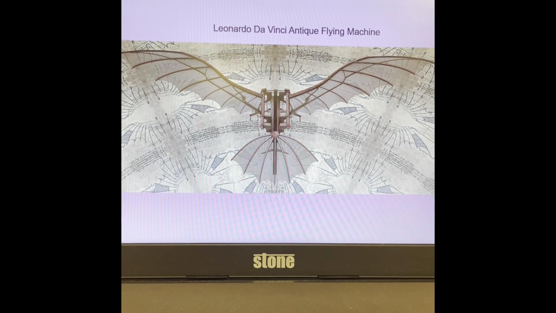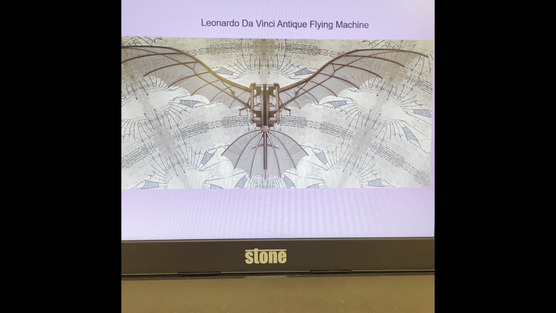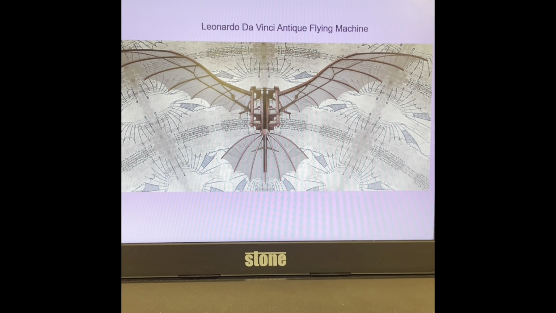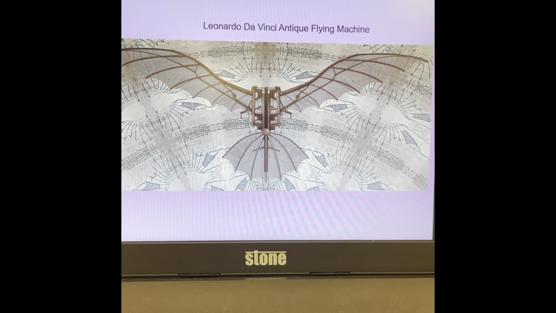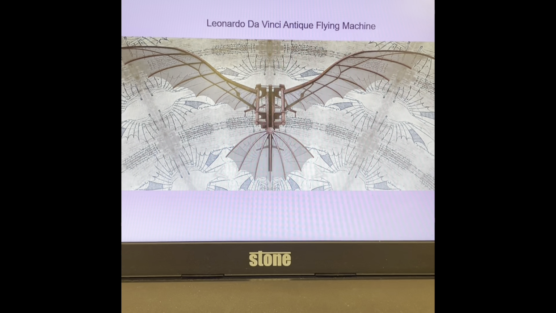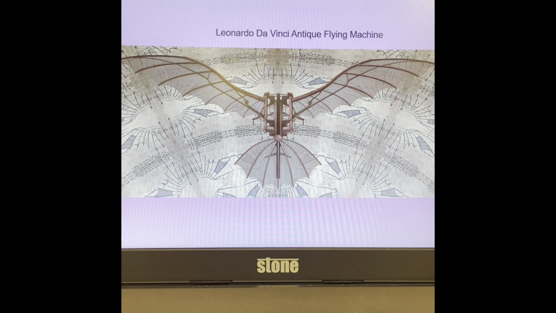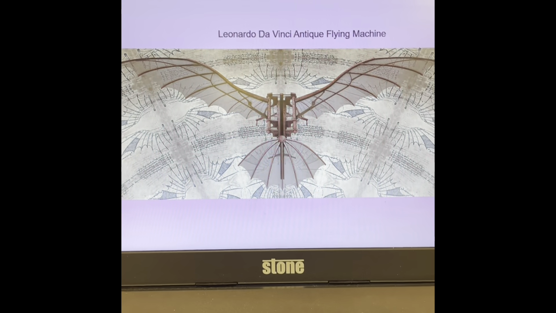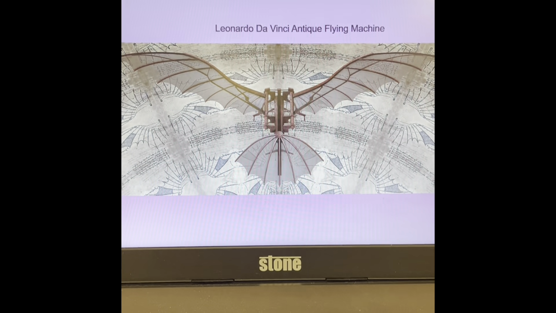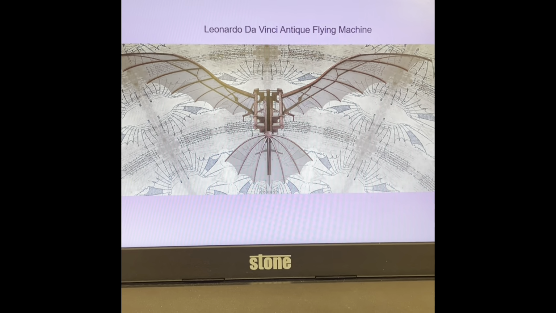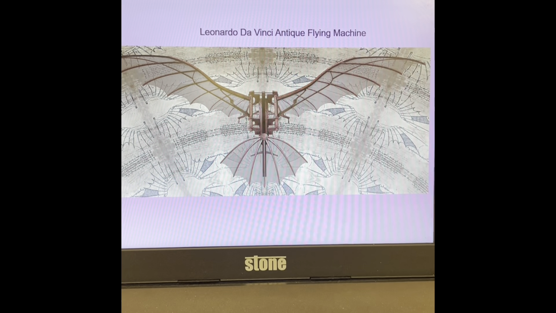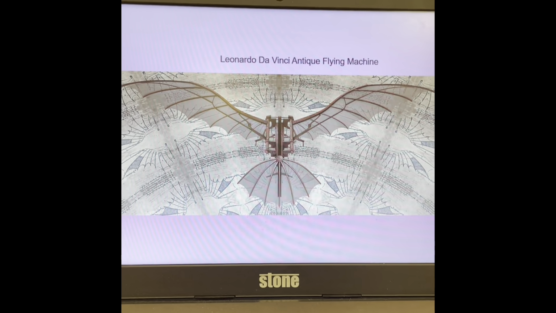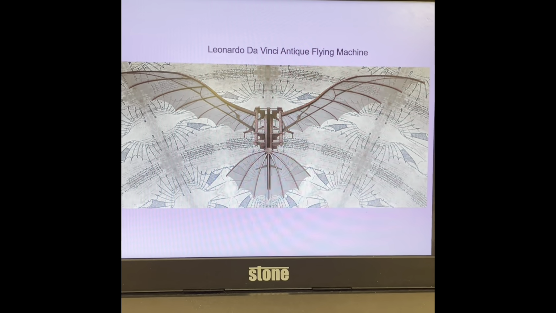Wow, it's beautiful. Now, we don't actually know if this was ever built or ever did fly. We don't believe it did because, as we know, the first successful flight was by the Wright brothers much later on in 1903. But this sketch may have helped the design by the Wright brothers. So this was a sketch by Leonardo da Vinci called The Flying Machine.